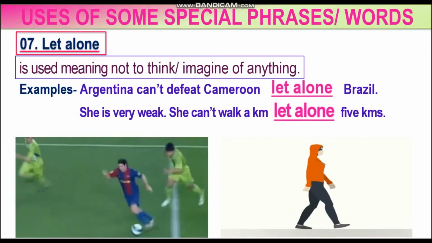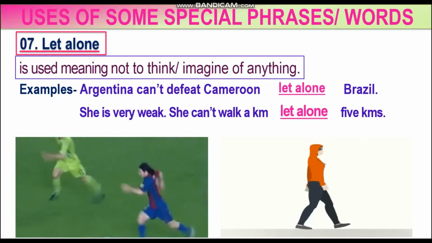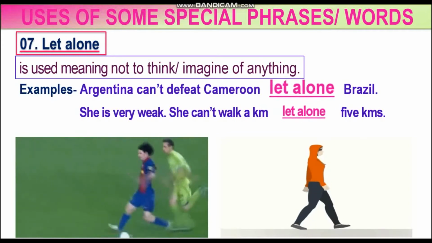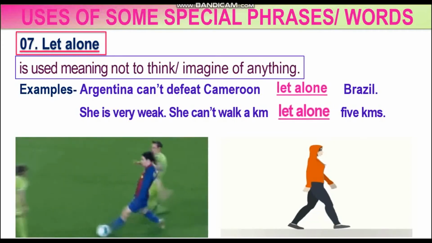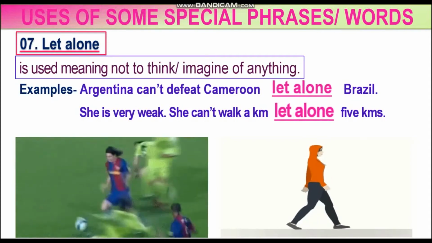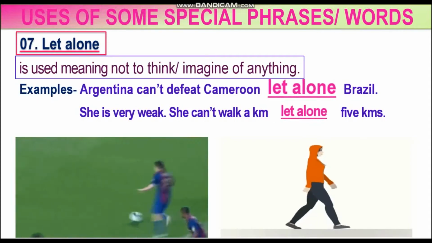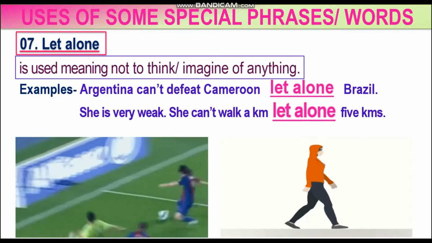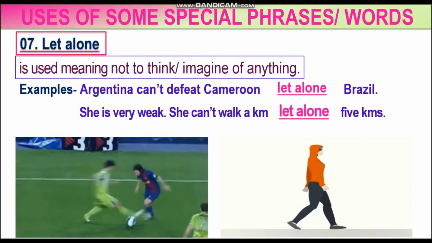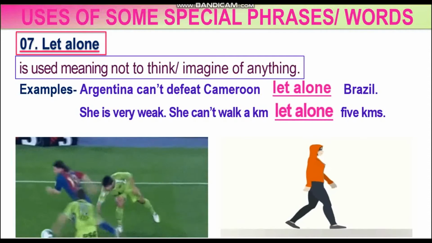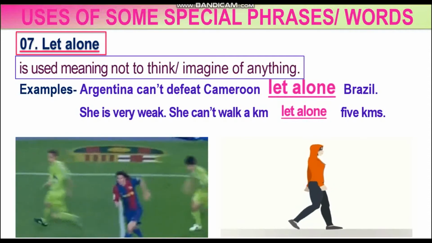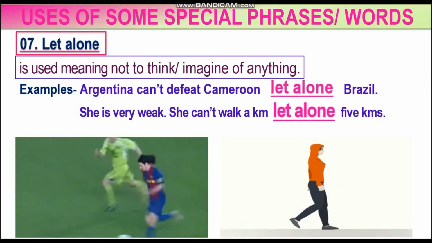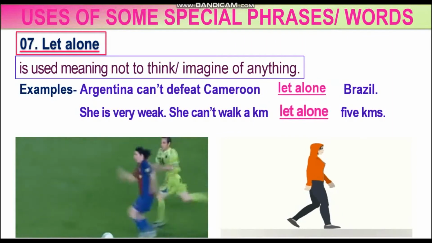Similarly, the second sentence, she is very weak. She can't walk a kilometer, let alone 5 kilometers. That means, according to the sentence, she is so weak that she can't walk even a kilometer. So, walking 5 kilometers is totally absurd for her. And so, the phrase let alone is used in the second sentence before 5 kilometers.